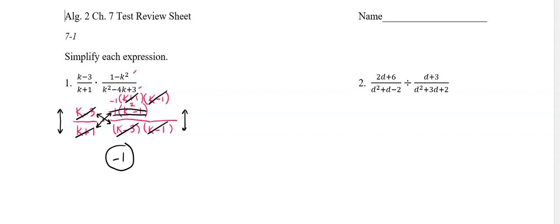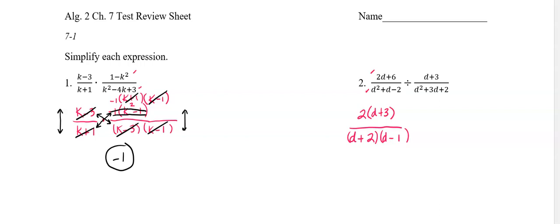Okay, let's see how number 2 works. I'm going to start factoring here. Factoring should always begin with looking for a GCF, and I see there's a GCF here that's 2. So when I factor out the GCF, I get 2 times d plus 3. Below that, I see the factors of -2 that add up to +1. So that will be +2 and -1. So there's the factoring of this denominator.